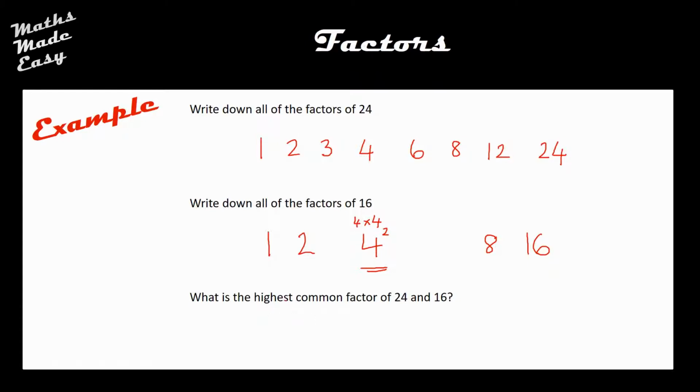Okay, final part of this question then. What is the highest common factor of 24 and 16? Well, we can see that they've got a number of what I would call common factors. 1, 2, 4, 8 is also common, but we're interested in the highest one. So the highest common factor of 24 and 16 in this case is 8.